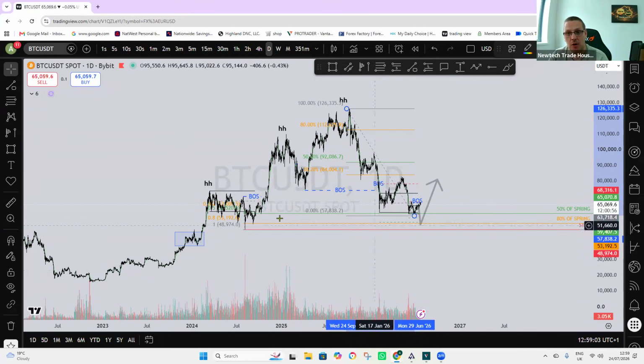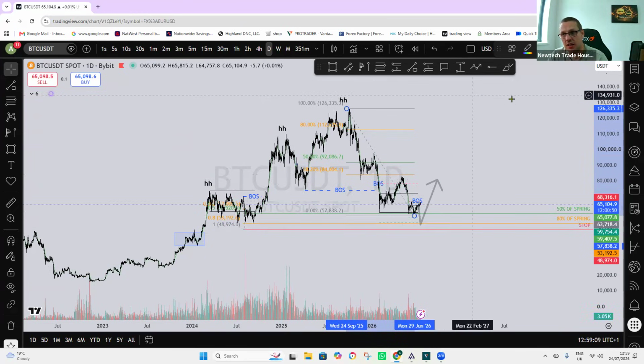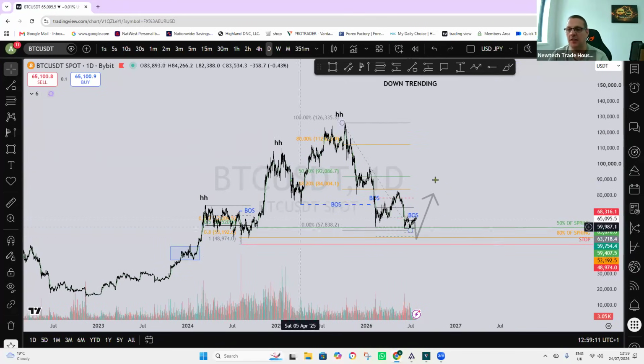So either bring it back down, or it's made its way down to this Wyckoff accumulation, which is going to take the market back up. But we'll go through that in the next lesson. Accumulations will be in the next lesson.